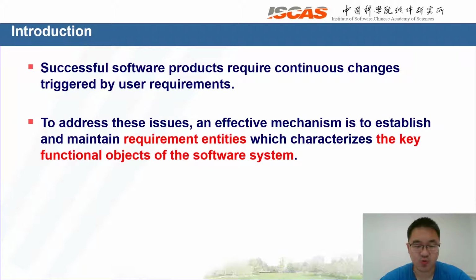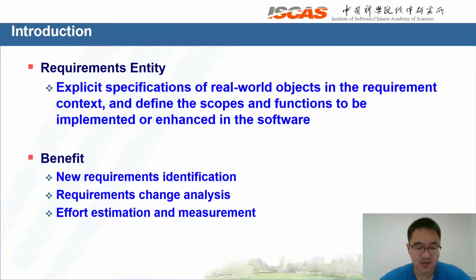Successful software products require continuous changes triggered by user requirements. An effective way is to establish and maintain requirements entities, which characterize the key functional objects of software systems. Requirements entities are explicit specifications of real-world objects in the requirements context, and define the scope and the functions to be implemented or enhanced in the software. Additional benefits are reported to support new requirements identification, requirements change analysis, and effort estimation.